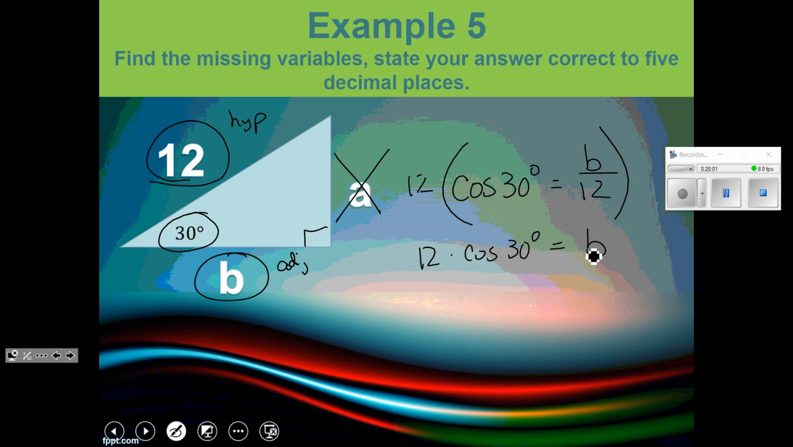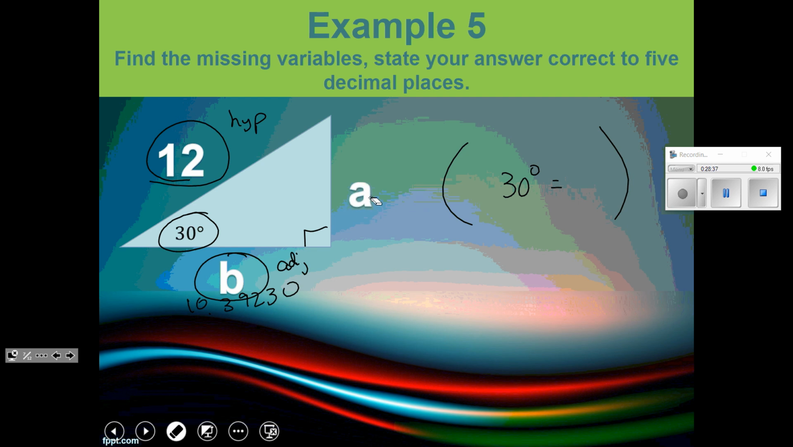Any questions so far? Okay? So when you do this, rounded to the nearest 5 places, 10 point, I don't have my calculator. 39230. Okay. Any questions about that? So there's your B. 10.39230.